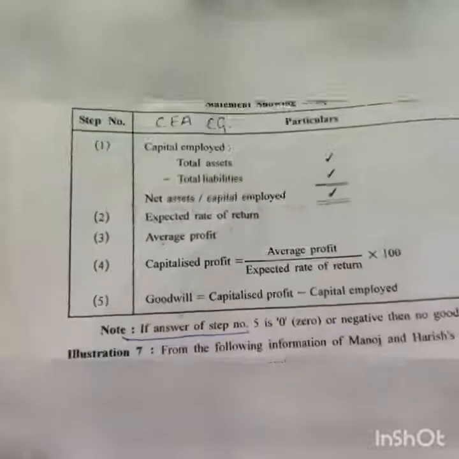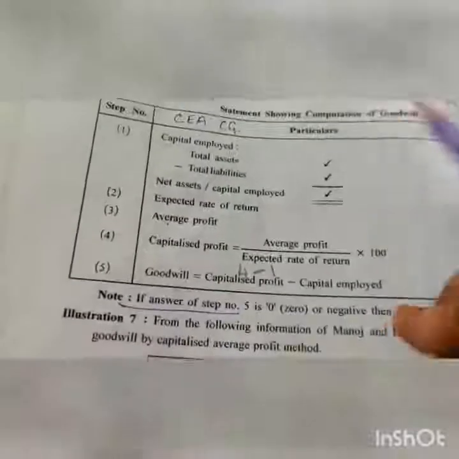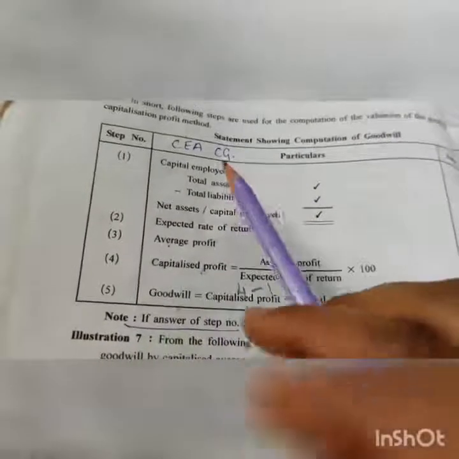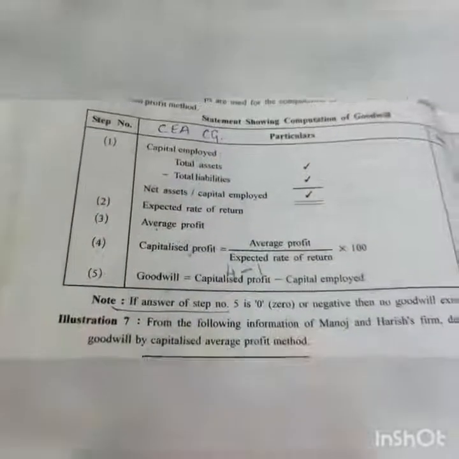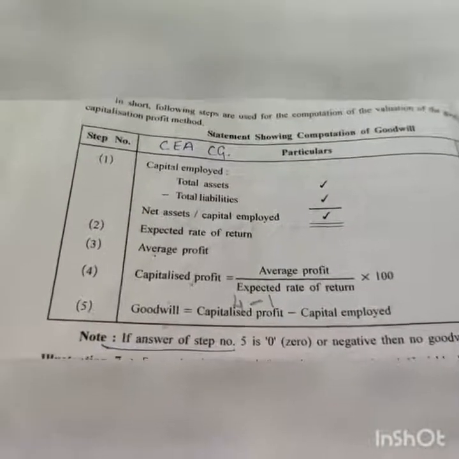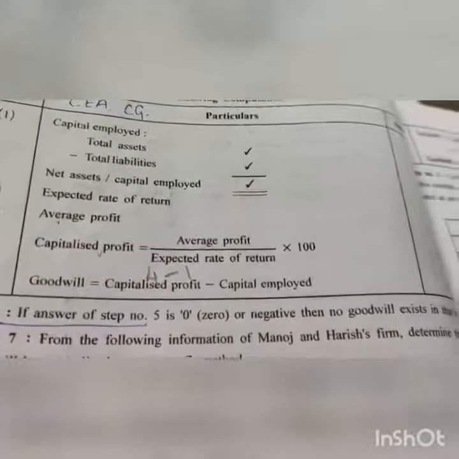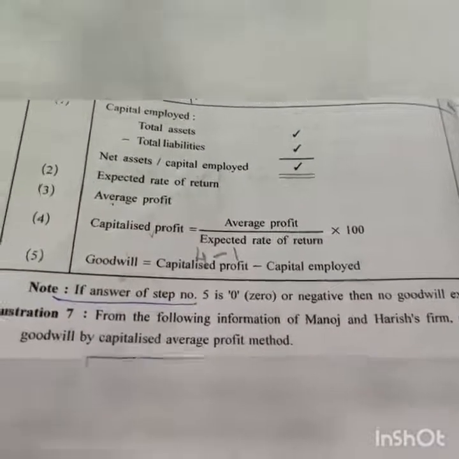That is step 5. How will you remember? 4 minus 1. That is, the fourth, capitalized profit, minus capital employed. Clear? So these are the 5 steps for the capitalization method. If the answer of step number 5 is 0 or negative, then no goodwill exists in the firm. Clear to all of you?